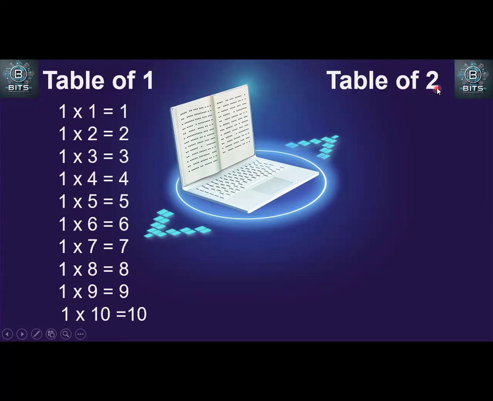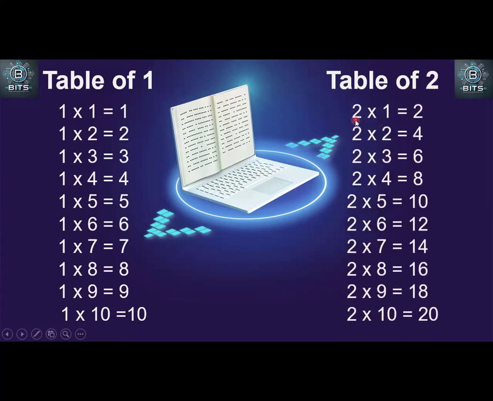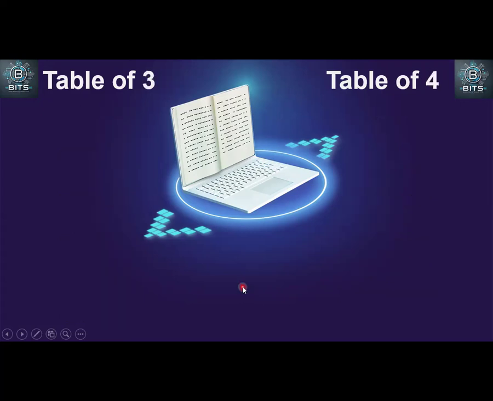Table of 2. Two ones are 2. Two twos are 4. Two threes are 6. Two fours are 8. Two fives are 10. Two sixes are 12. Two sevens are 14. Two eights are 16. Two nines are 18. Two tens are 20.